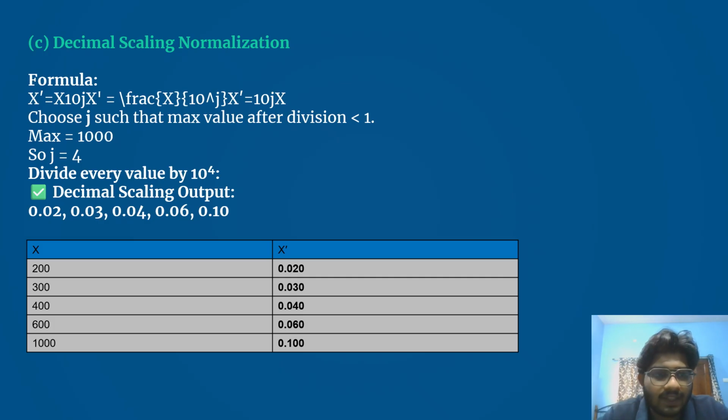Decimal scaling normalization. Then we applied the formula, and after applying the formula, we put in the values. Right here, like we discussed before, in decimal scaling normalization, we divide by 10 to the power j, right? j is 4 here because the max is 1000. So now we have to divide it by 10 to the power 4 to make it less than 1.